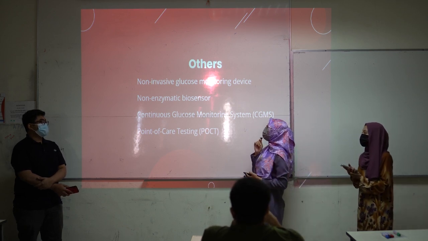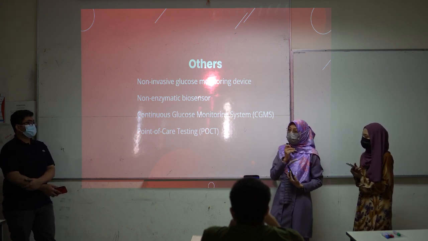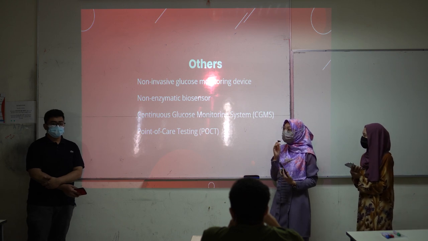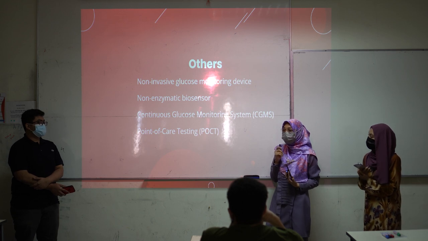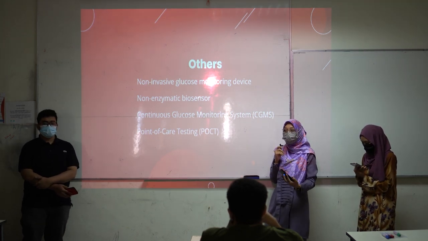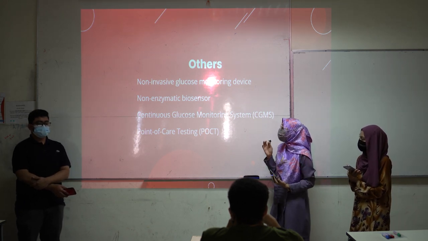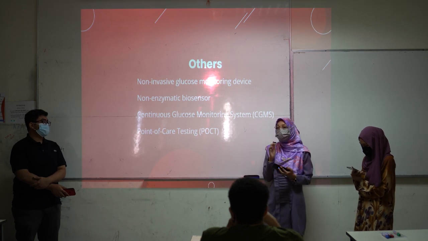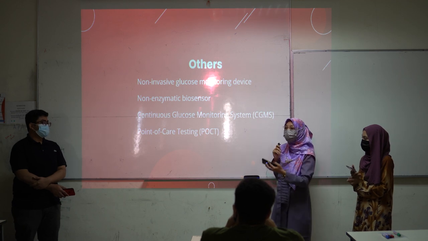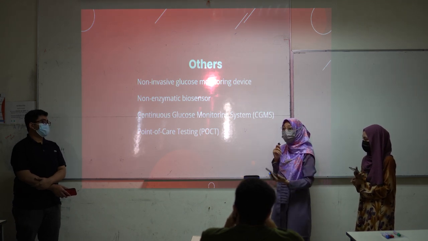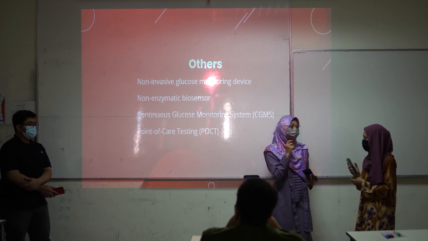And then we have the continuous glucose monitoring system, where the device is put inside our body, like our arm or stomach, and the device will transmit the data wirelessly to our phone, tablet, or smartwatch, so that we can continuously monitor how our activity and diet impact our glucose level and also our body health. And then we have point of care testing, where the device is specially designed so that we can move it anywhere. You don't have to visit the clinic or the lab for the device to work. Okay, thank you.